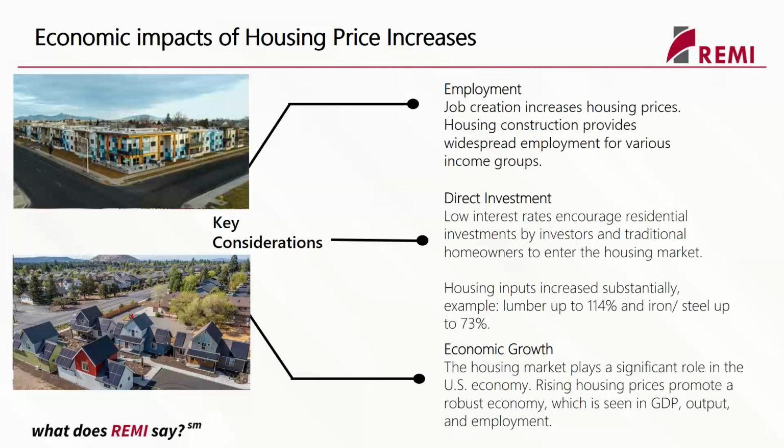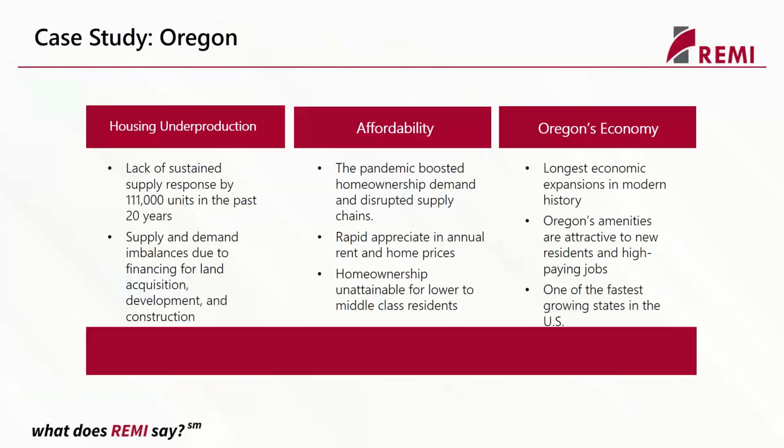But for today's demonstration, we're going to focus particularly on the state of Oregon. The three things we have to consider with the state of Oregon are the massive housing underproduction, which translates to an affordability crisis, and some context about Oregon's economy. Right now, the state of Oregon is experiencing its longest economic expansion in modern history, and it's also one of the fastest growing states within the US. The reason why Oregon has been so attractive to people is because of the high-paying jobs and its natural amenities.